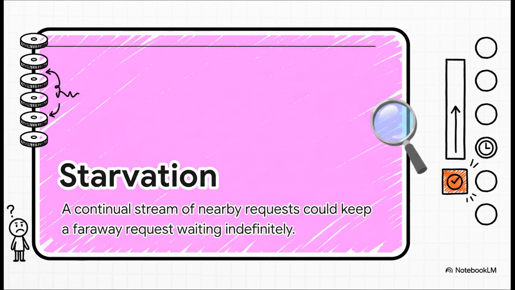And while it's doing that, new requests keep popping up in that same little area. Well, what about that poor request way out at cylinder 18? It could just sit there forever. It literally gets starved for attention because the algorithm is too greedy, always picking the easy, close-by jobs. So there's our trade-off. We got a massive speed boost, but we completely threw fairness out the window.